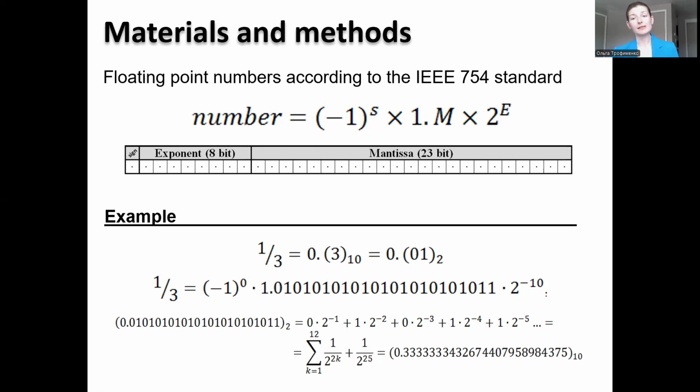Below you can see an example of 1/3 from a mathematical point of view and as a number in computer memory, and obviously it's different from its mathematical form. Due to the limited computer memory, it's possible to represent only a finite number of real numbers in the form of a finite fraction, and this representation in most cases will differ from the original ones.